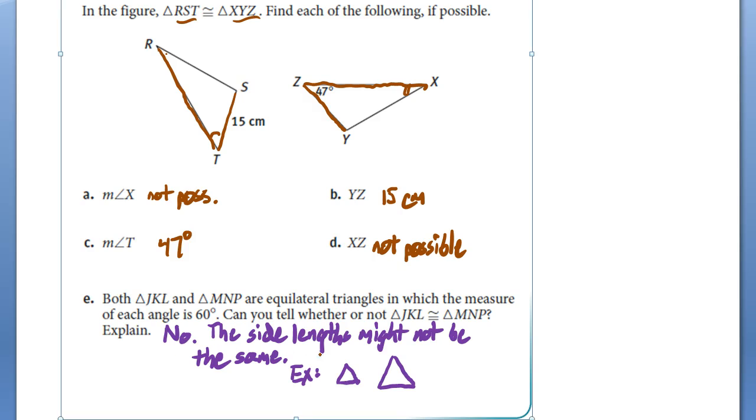If all you know is that the angles are 60 degrees, 60 degrees, 60 degrees, and that the other triangle's angles are 60 degrees, 60 degrees, and 60 degrees, that's not going to be enough information to know for sure that they're congruent because the sides might be different length. Here's an example. Here are two triangles where the angles are all 60 degrees, but they're certainly not congruent triangles.